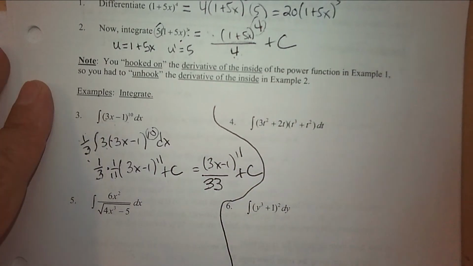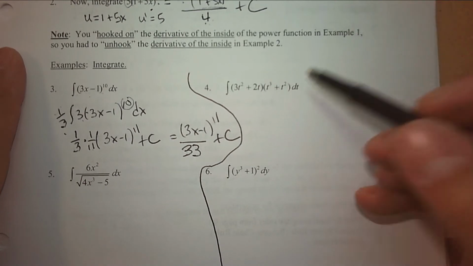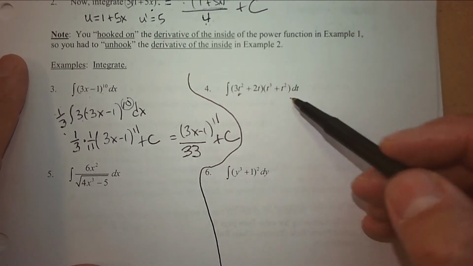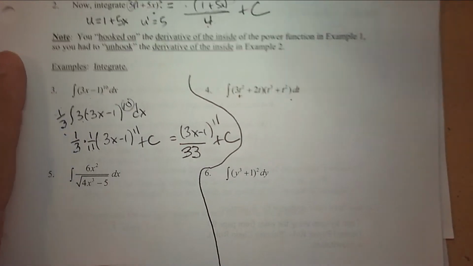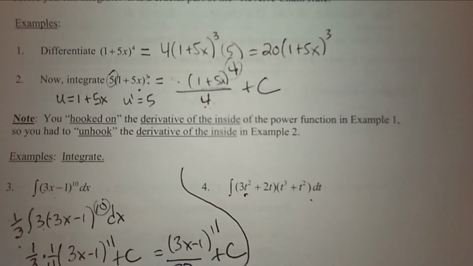Here we go. Now, do you see that there are 2 factors here being multiplied? I want you to focus on the factor that has the bigger power term. Which factor has the bigger power term? The first factor or the second factor? That's right, t cubed, right?